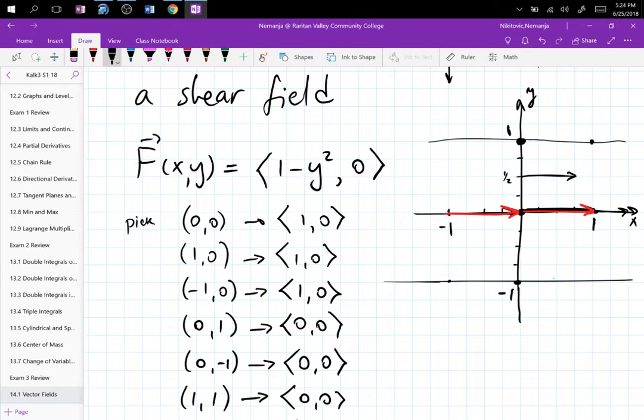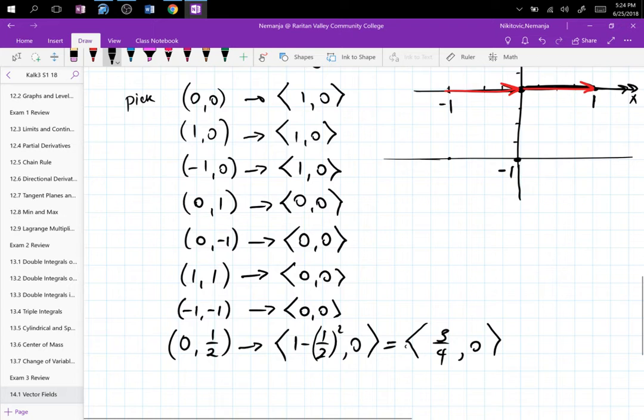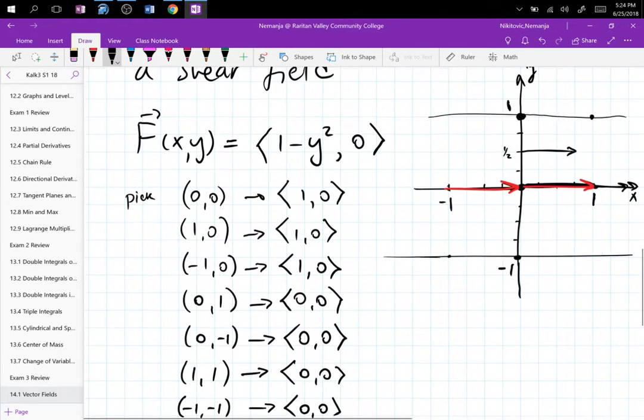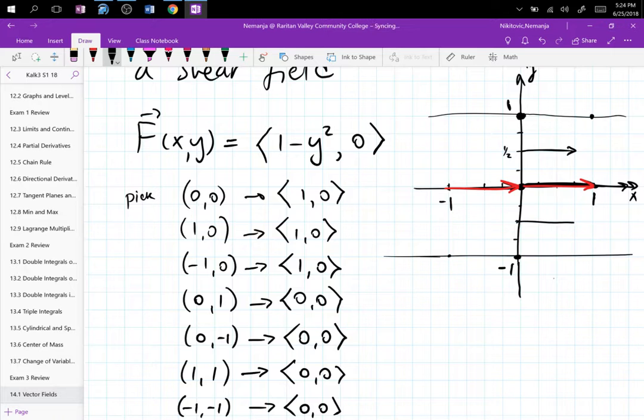Which is the reason why I drew a big picture. Okay, how about if we pick 0, negative 1/2? It's going to give you the same vector 3/4, 0. So we're going to have at 1/2 this one. How about we pick 1/4 as a value, on the y-axis? So what kind of vector do we get? We get 1 minus 1/4 squared. That's 1/16, so it's 15/16.